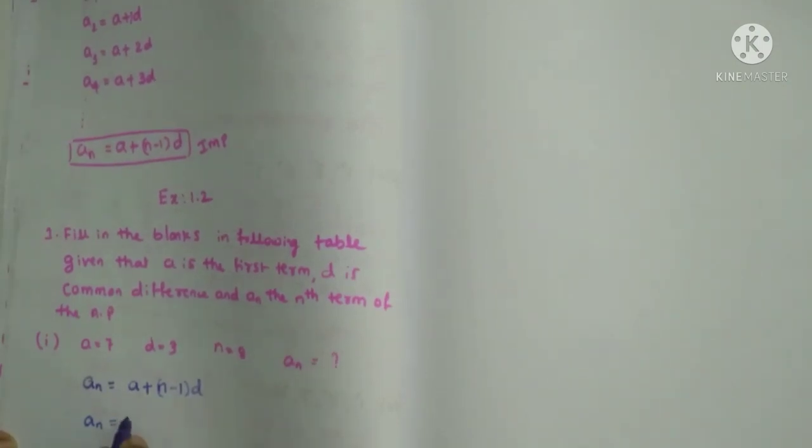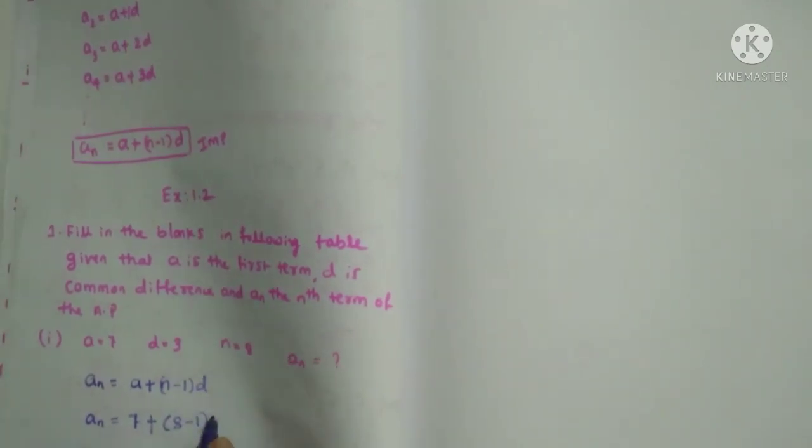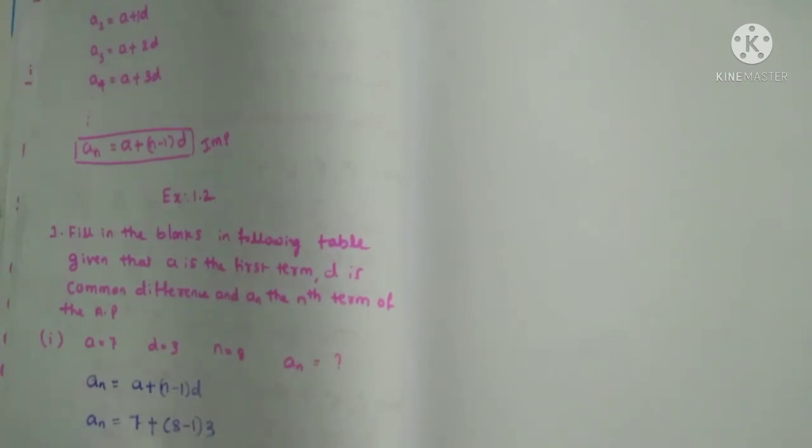A value is 7. Right now, 7 plus N value is what here? 8. 8 minus 1, as it is, I am writing in the bracket only, because it is multiplication for D. D value is what here? 3.